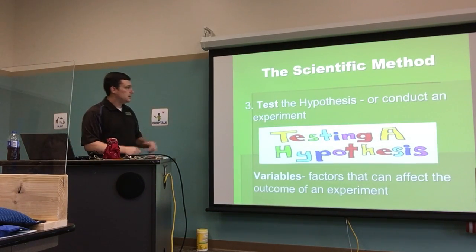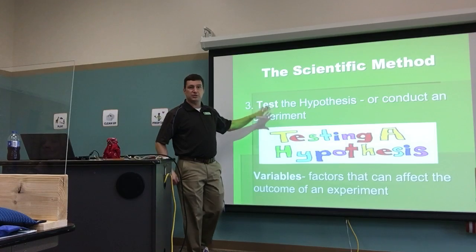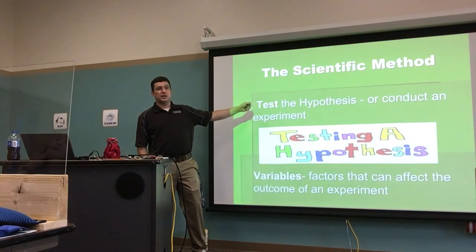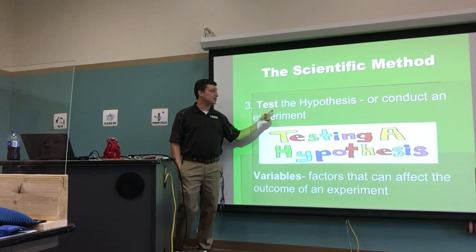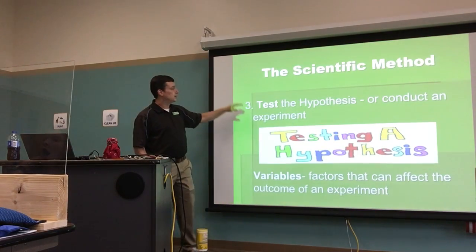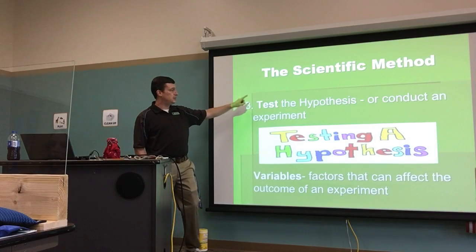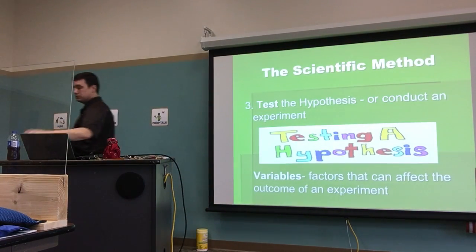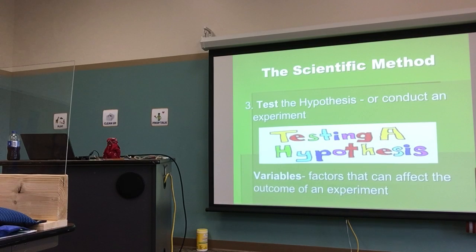All right, so the third step of the scientific method is the fun part. It's where we get to do the experimenting. Experimenting is simply testing our hypothesis. So let's define that. An experiment is testing our hypothesis. All right, everyone go ahead and write that in your notes. To test the hypothesis is called experimenting.